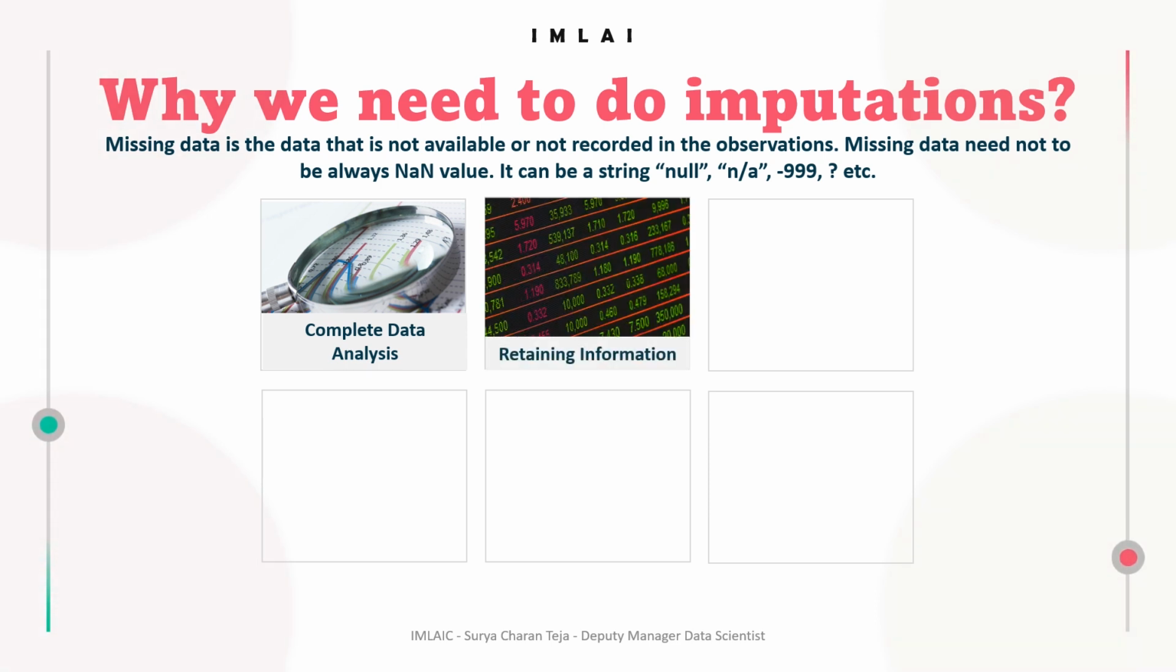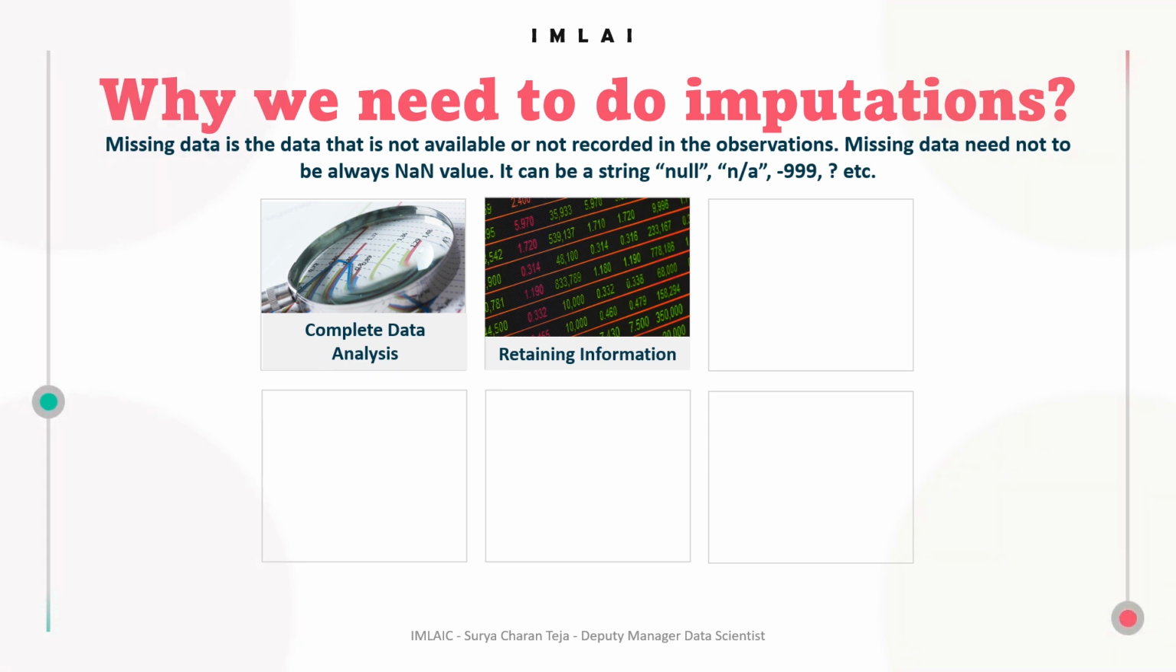Second, the most important one, is retaining information. Missing values can contain important information, and imputing them helps retain that information. By filling in missing values, we can prevent loss of valuable data that may be needed for analysis, or mainly for decision making. Decision making, when it comes to business data, is very important. So that's why this is very important even for retaining information.